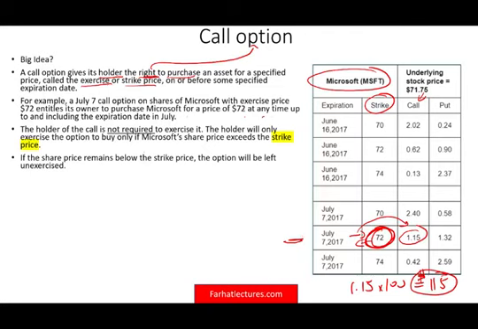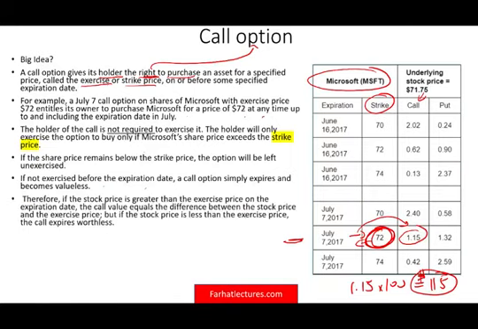Again, Microsoft is starting to be above 200. So you would leave it unchecked. If not exercised before the expiration, a call option simply expires and becomes worthless. So if it did not exceed 72 or 73.15, if you want the net profit, you just let the option go and you would lose the 115.